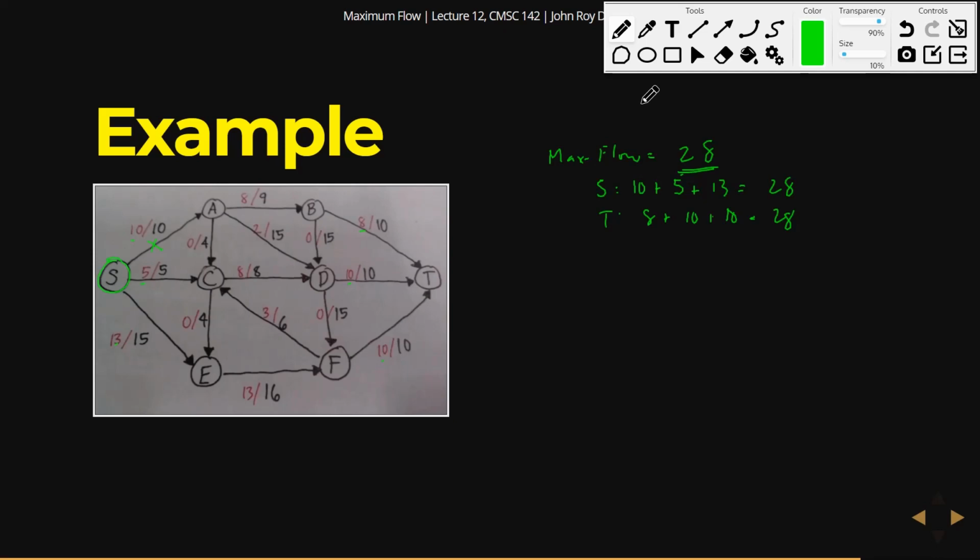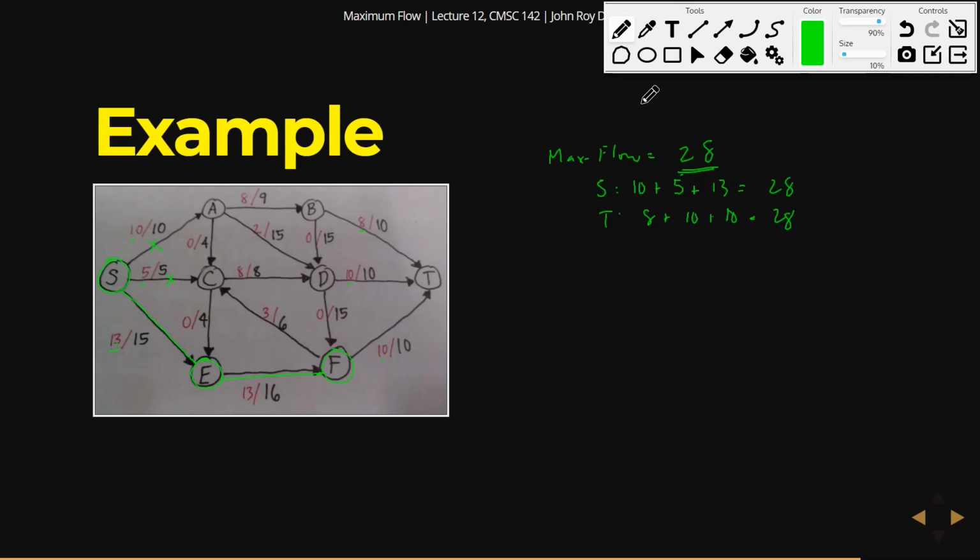Okay? Same with S to C, because S to C is already full, so we can pass by here as well. Now, S to E is passable because there is still remaining capacity here of 2, so E is reachable this time. Now, from E, which nodes can we go to? We can go to F because E to F still has remaining capacity, right? So there's still remaining 3. So F is also reachable now.